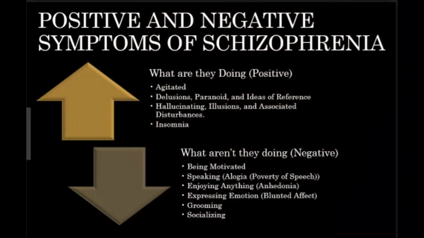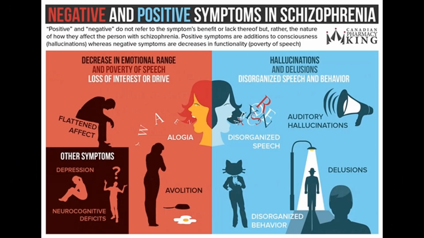Schizophrenia consists of positive and negative symptoms. Negative symptoms appear to reflect a diminution or loss of normal functioning. Positive symptoms appear to reflect an excess or distortion of normal functioning. Examples of positive symptoms are hallucinations, delusions, disorganized speech and catatonic or disorganized behavior. Examples of negative symptoms include alogia, also known as speech poverty, avolition, affective flattening and anhedonia. We will go over what these mean in more detail later on.